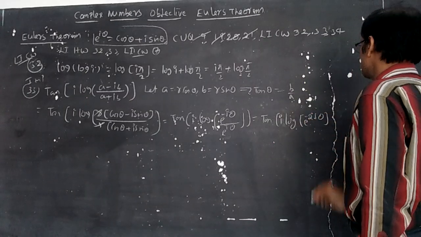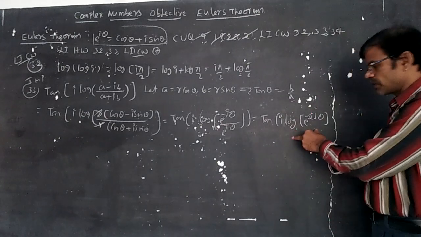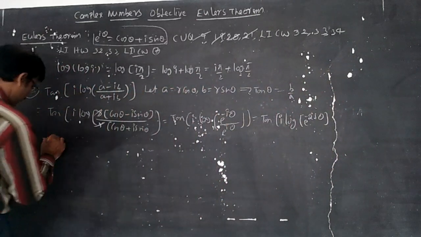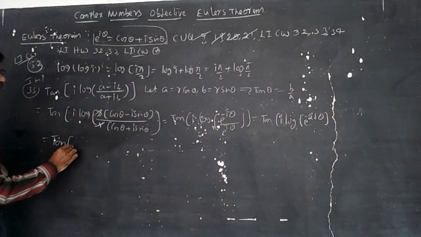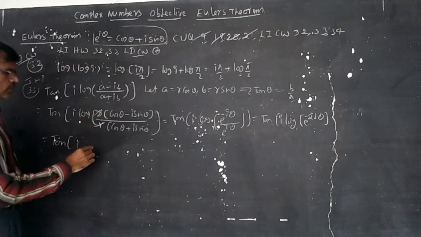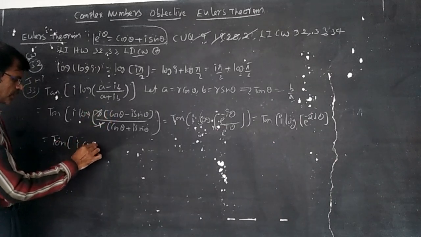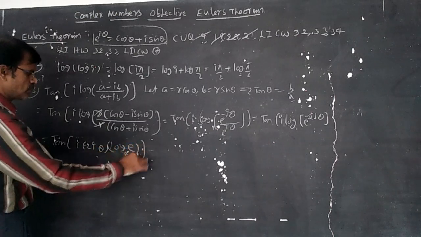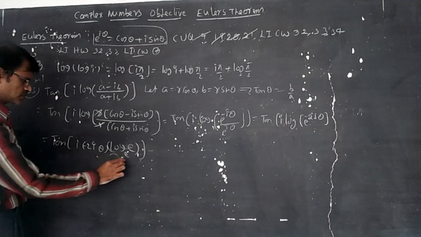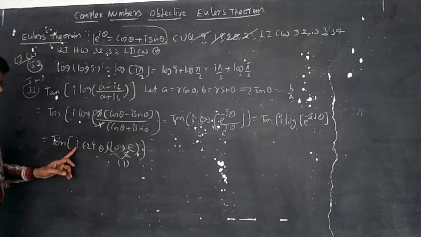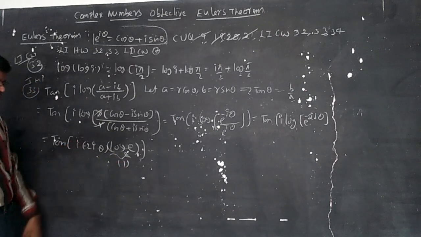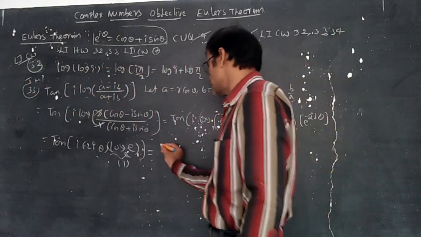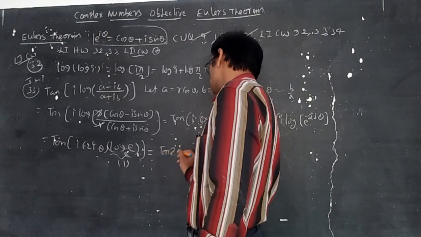So log a power m concept: m log a. That is equal to tan of i into minus 2i theta into log e. Log e to the base e value is always 1. So here i into minus 2i square becomes simply plus 2, because i square is equal to minus 1, and minus of minus becomes plus. That is equal to tan theta.